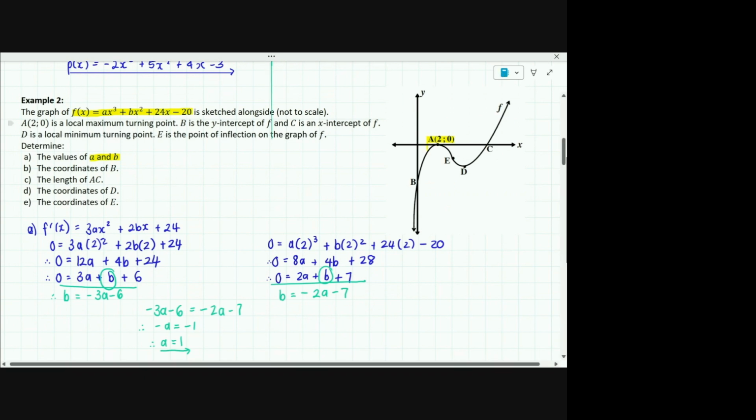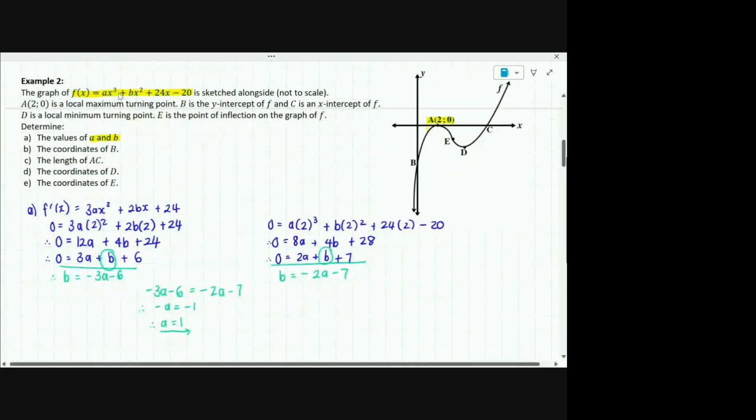Right, we then need to go and find b, but just remember that you have two equations that represent b.